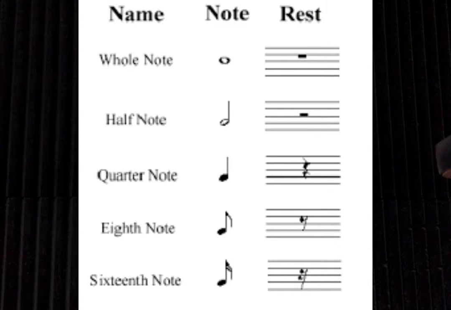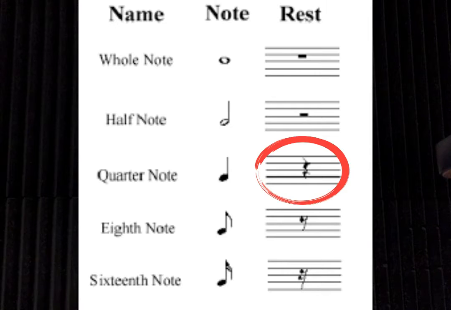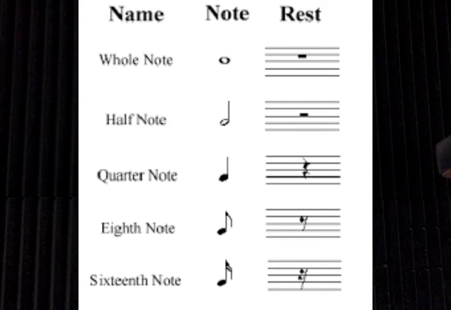Next is a quarter note. A quarter note takes up 1 beat. It takes up a quarter of the 4/4 measure. The rest that goes with the quarter note looks like this. If you look at the quarter note, it is a half note but drawn in. So you need to make sure that the circle is drawn in for a quarter note and open for a half note, because that will allow the musician to decipher what kind of note it is.